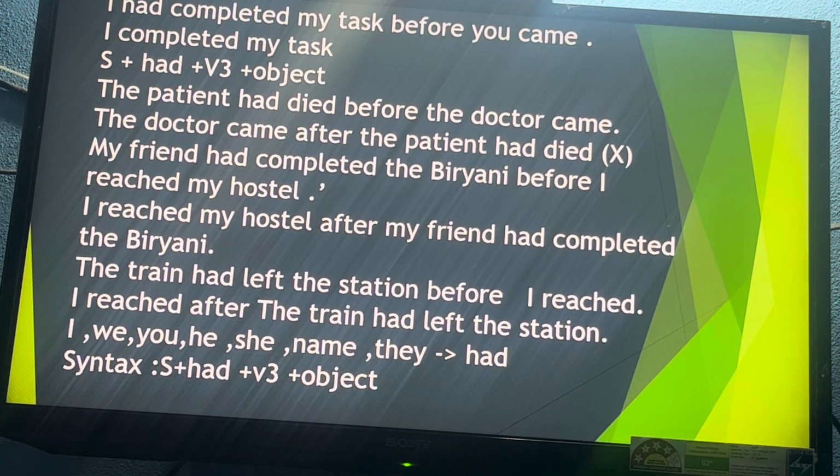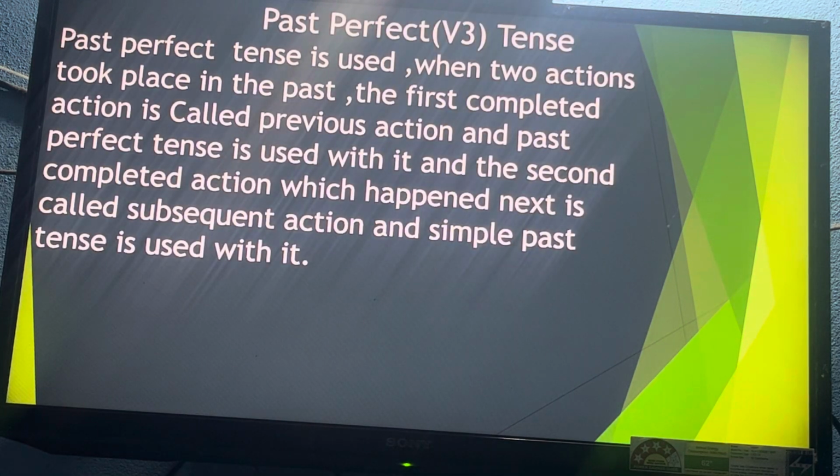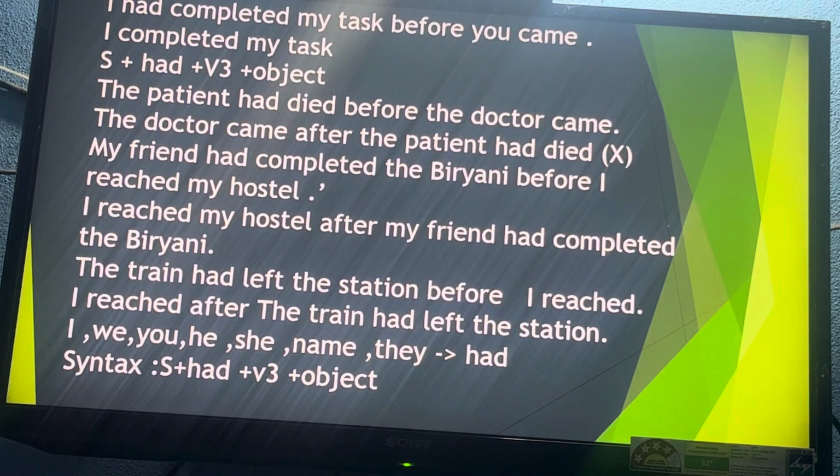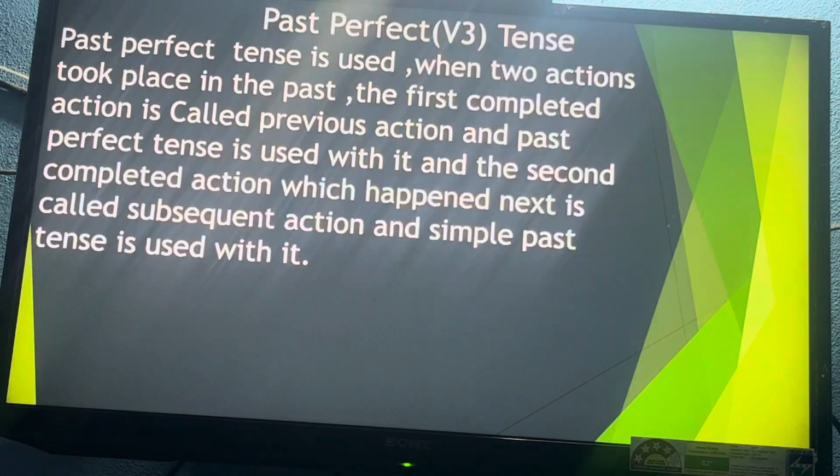In this particular example, if you could see, both the events happened in the past, but one event happened before the other. Like the patient had died. So, the patient had died. This event happened before the other event. The very important thing in this definition is that when two actions took place in the past, the first completed action is called the previous action. That is, the patient had died is the previous action. And with that I have to use past perfect tense.